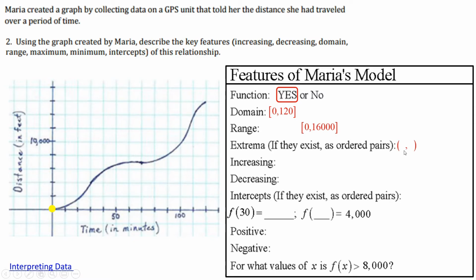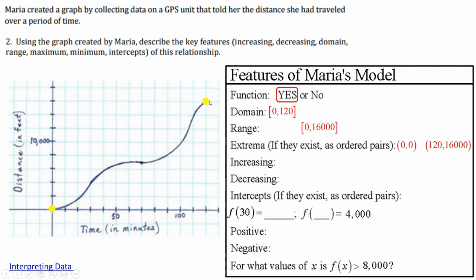And what are the coordinates? Well, that is x equals 0 and y equals 0. 0, 0. Okay, and then we have a max way up here. All right, let's write that as an ordered pair. So what is my x value of that point? Well, that was 120. And what's the y value? That was that 16,000 right there.